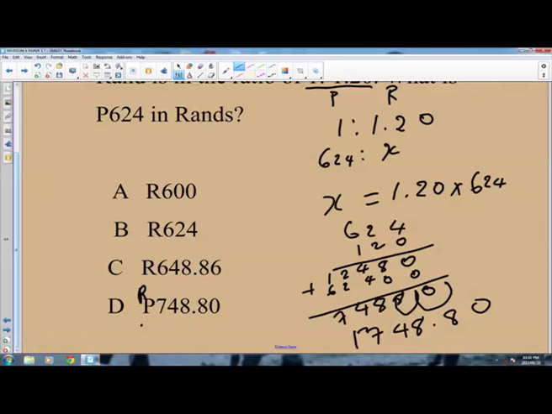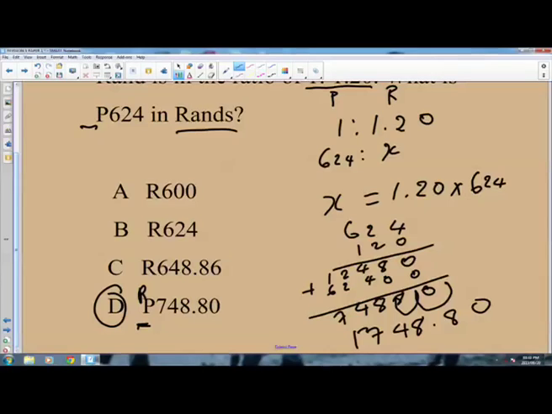So the correct answer to this should be D, because these are not rands. Supposed to be the rands, not the pula, because you are converting from the pula to the rands. So it's supposed to be R, not P. This is how we convert money. All you need to do is to have the conversion factor. In this case, the conversion factor is 1:1.20. And then we are expected to convert from the pula to the rands. We expect the answer to be in rands. Let's go for a short break. When we come back, we'll continue with this exercise.